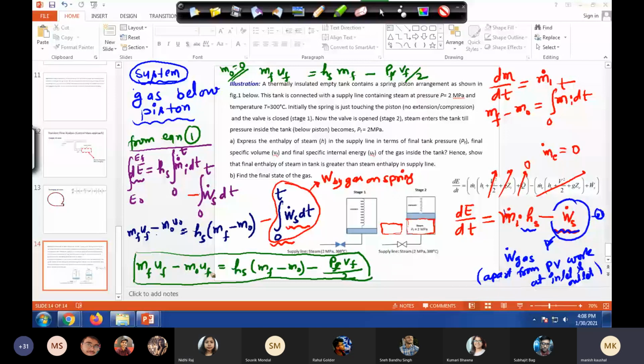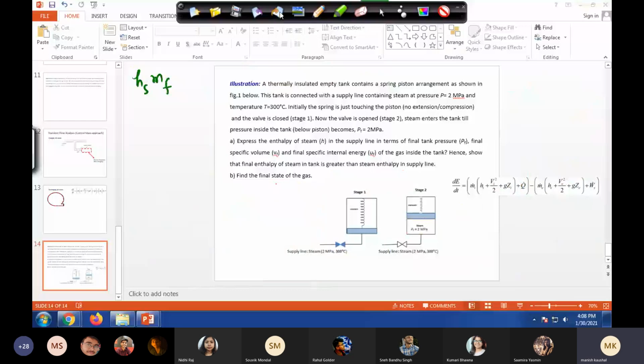Okay. So this is our equation, and what we are getting is m naught 0, m naught 0. So this is fine, minus PF VF by 2. So the final equation is coming out to be HS MF is equal to UF MF plus PF VF by 2.